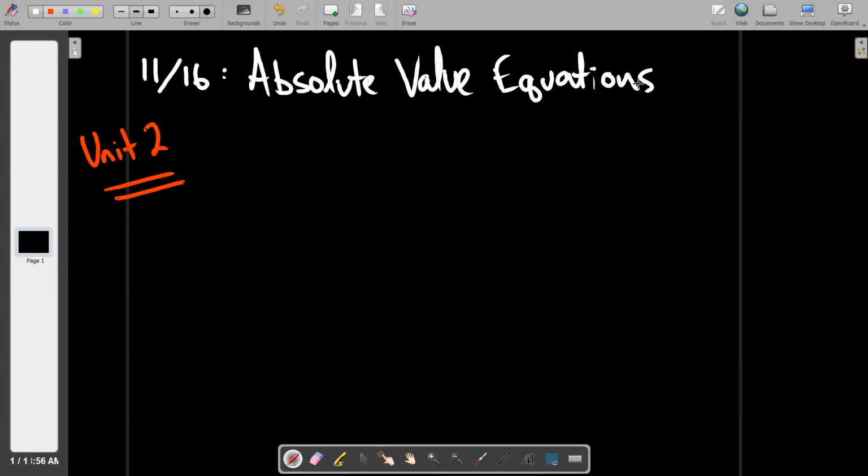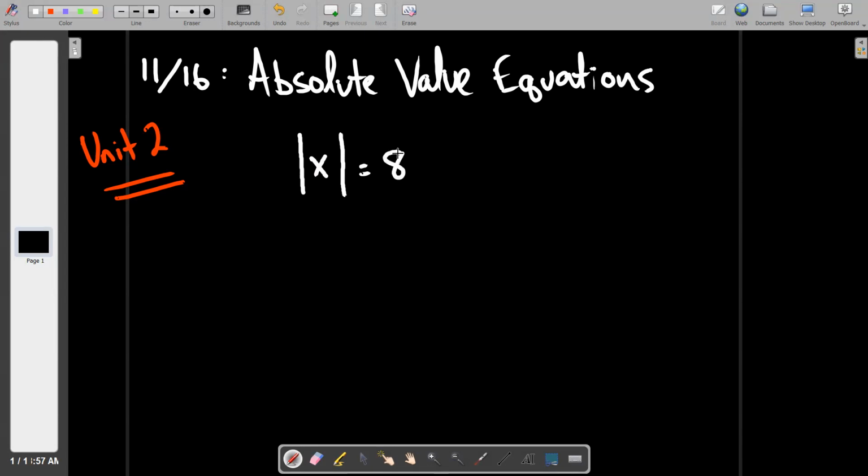So today and Monday will be absolute value equations days, just equations, no greater than signs, no less than signs, just equal signs. So let's get to it. Here is an absolute value equation.